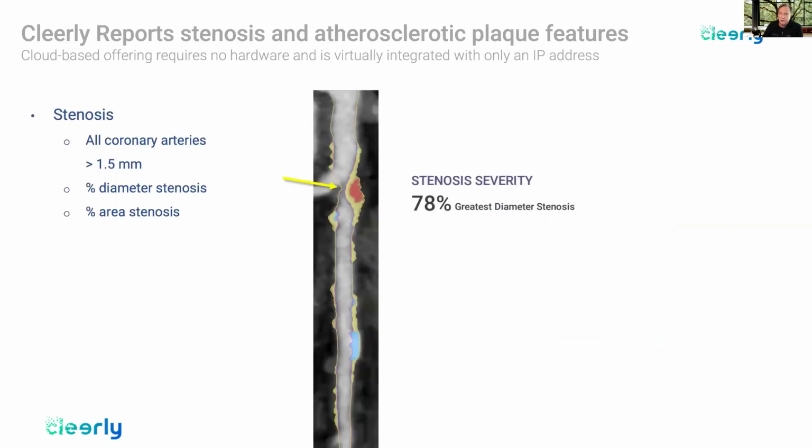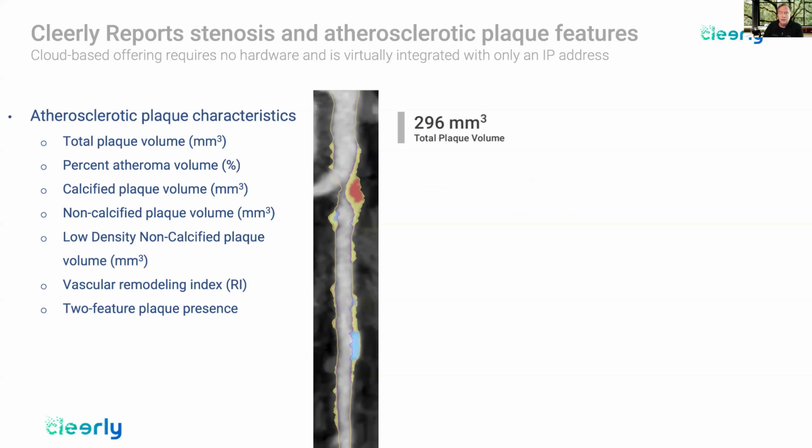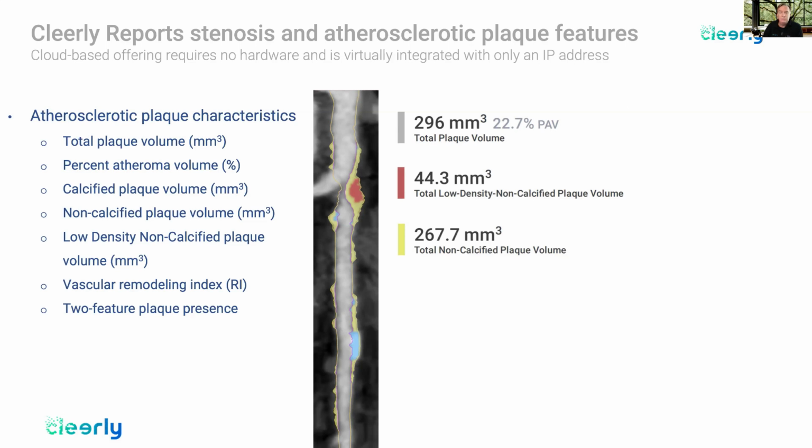Here you can see traditionally we do stenosis severity just like everybody else does, where we look at a diameter stenosis. We also do report area stenosis. And then we look at all of those plaque characteristics on a per plaque, a per segment, a per vessel, and a per patient scale. So we can look at the total plaque volume, the low density plaque volume, the non-calcified plaque, and the calcified plaque volumes, as well as the remodeling index.